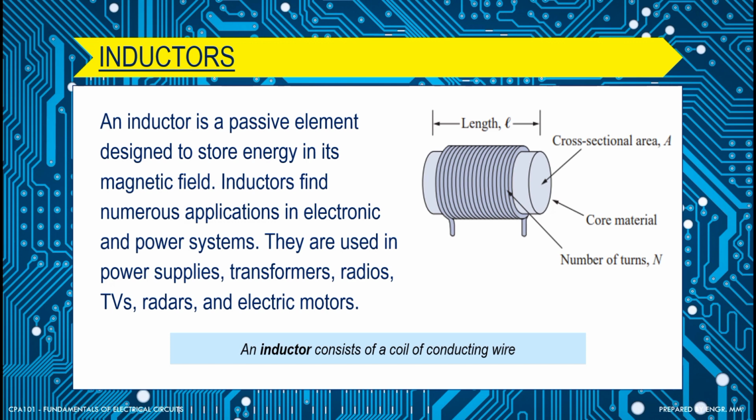So it's like a coil of conducting wire with a cross-sectional area A. This is the core material. Then the number of turns N, and the length L. So these are the factors or the parameters that we'll be considering when computing for the inductance.